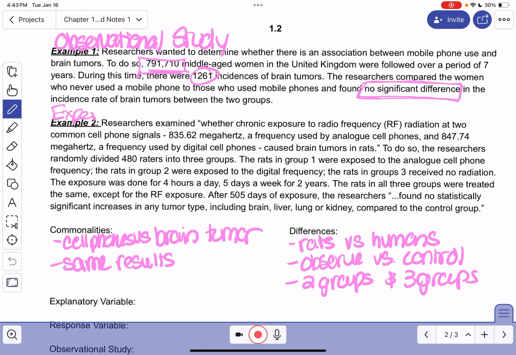Example 2 is an experiment because they separated. Group 1 got analog frequency, group 2 got digital frequency, and group 3 got none. So they made sure that the radiation was different. And then everything else was kept the same. So they controlled all of those other variables and such. And they still found the same results. No statistically significant differences in the groups. So that's just kind of a quick thing.